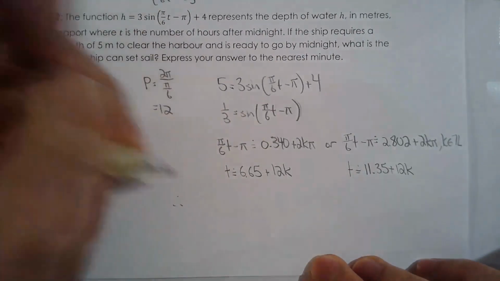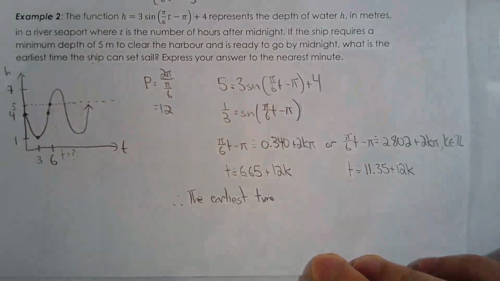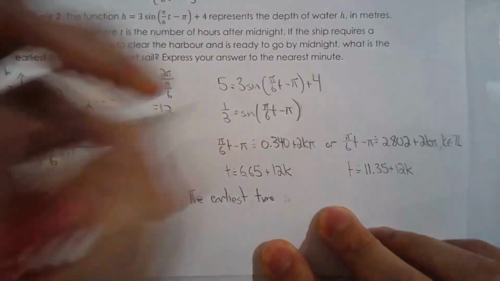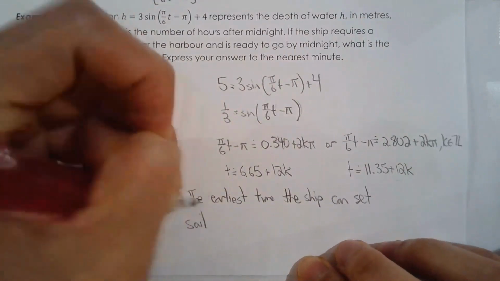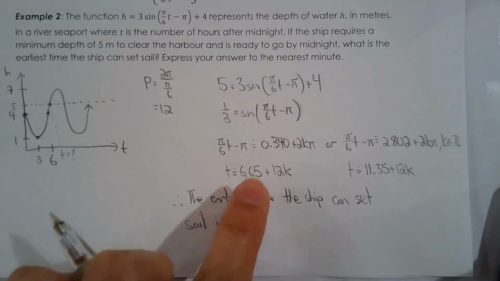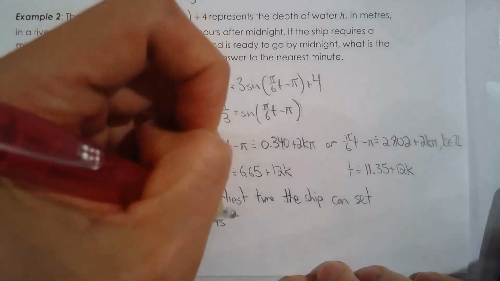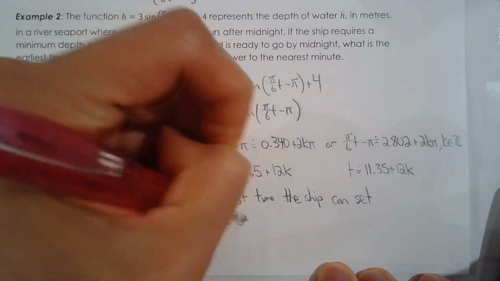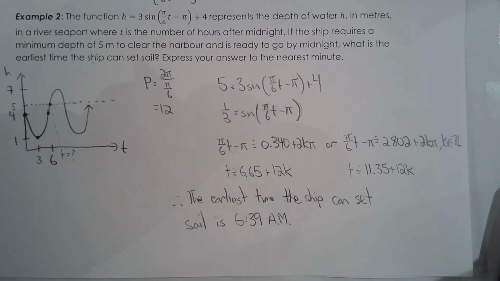Anyways, therefore, the earliest time the ship can set sail is, okay, let's see. So 6.65, we want to take this 0.65 and change it to minutes, times 60. So we're looking at 38.9. So I'm going to be safe. I'm going to round it to 39 minutes. So it's 6:39 a.m. That's the earliest time I can set sail.